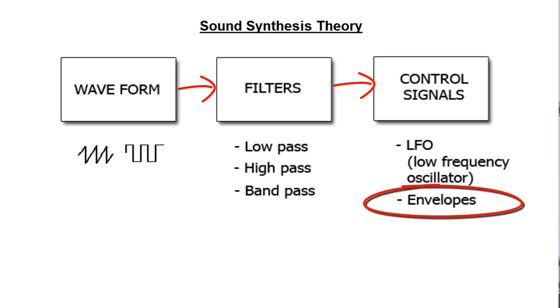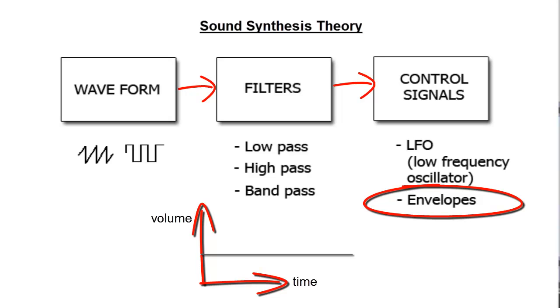Its volume stays the same the whole time, and we could visualize that by drawing this graph. This is time and this is volume. Now this is the same sound with this envelope applied to the volume. It starts loud and then very quickly becomes a bit softer. So an envelope is very important.